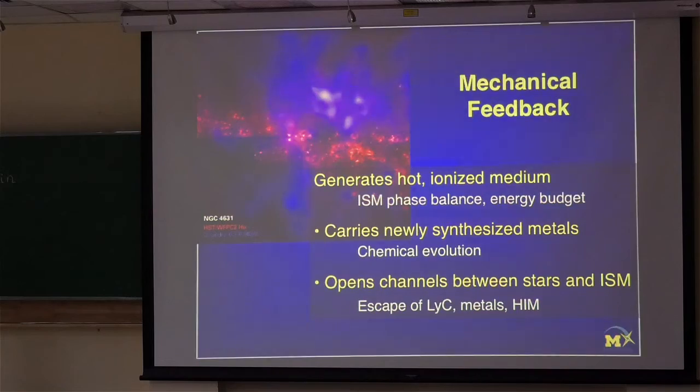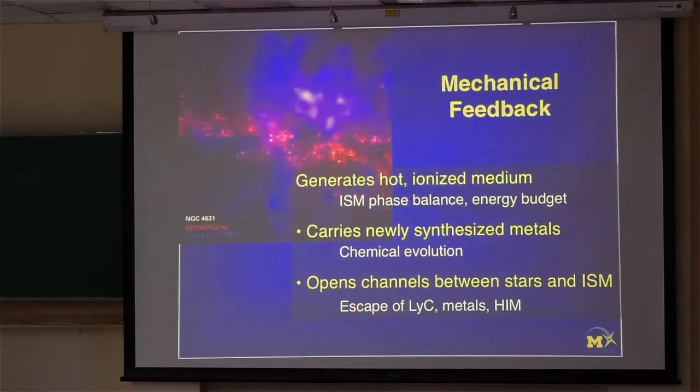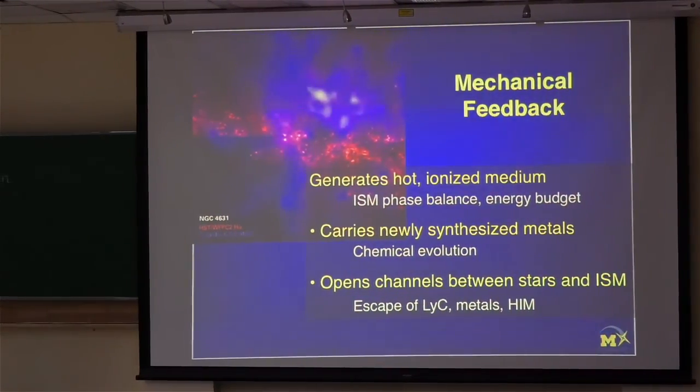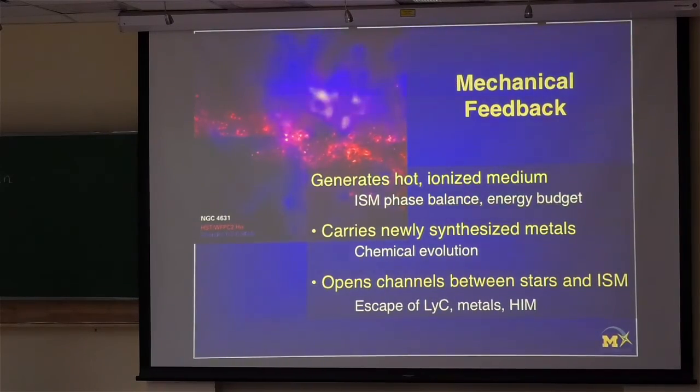The hot, low-density gas is very good at carrying and transporting newly synthesized metals that come from the massive stars and their supernovae. And as a result, that means that we're driving the galactic chemical evolution in these star-forming galaxies through mechanical feedback. This is also opening these channels between the stars and the interstellar medium, and so that's how we manage to transport the metals in hot gas. And it also becomes interesting for another problem, which is the escape of Lyman continuum radiation from the parent stars.